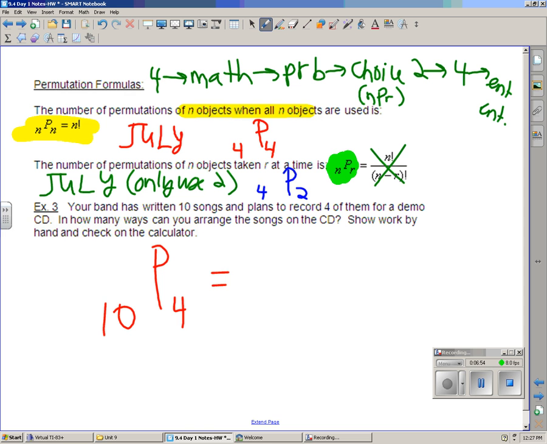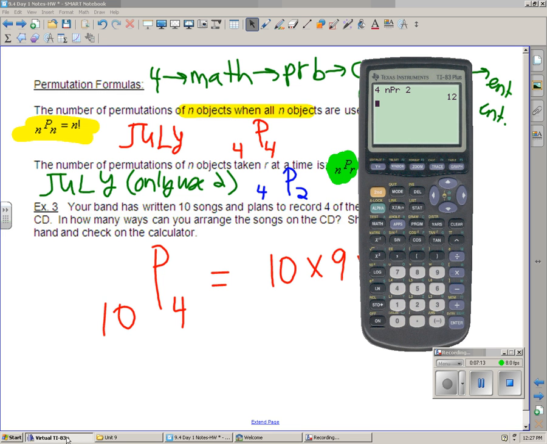You can go to the calculator, or you can realize that I have just 4 numbers to use. I start with 10 choices. I choose 1, I'm down to 9. I choose another one, I'm down to 8. I choose my last song, 4 songs only, and I'm down to 7. However you choose to do this on the calculator, the answer comes out to be the same.